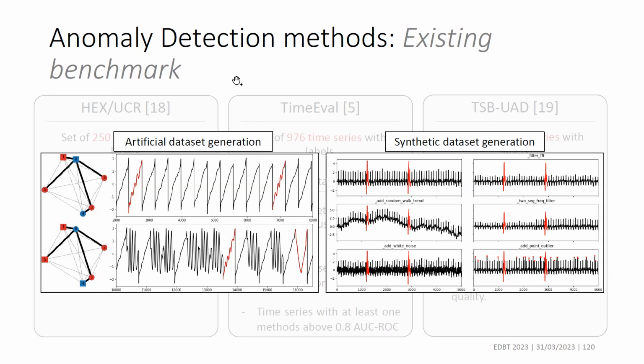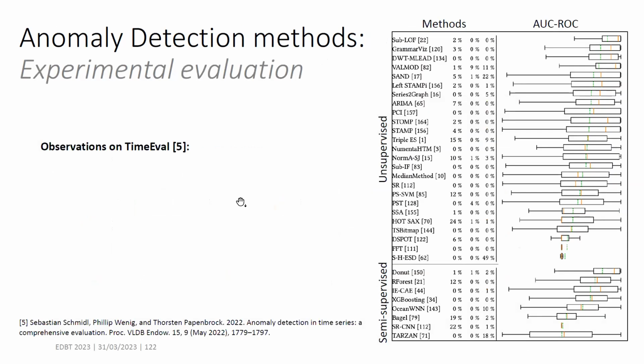So these two benchmarks propose this way of synthetic time series building and real collection of time series. Now let's look at the experimental evaluation that has been conducted on these benchmarks. These are the results on the TimeEval benchmark, from their paper. They compared a large number of methods, which was very impressive, both semi-supervised and unsupervised. Here, this is AUC-ROC, the area under the curve of the receiver operating characteristic, I think.